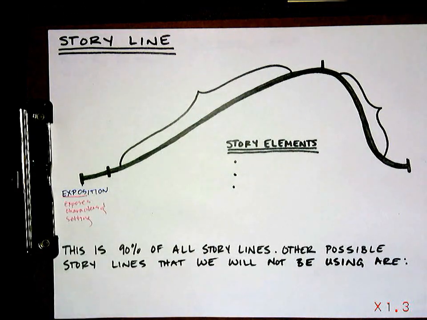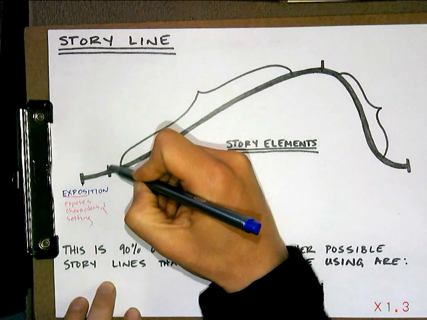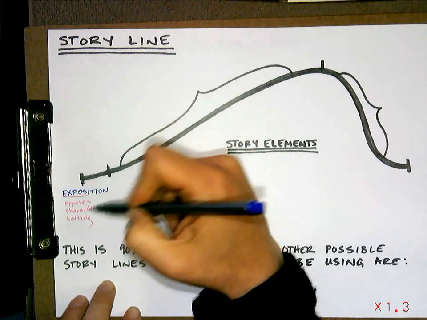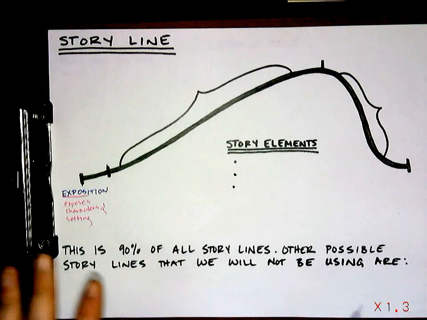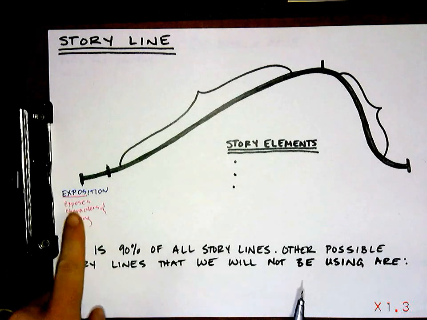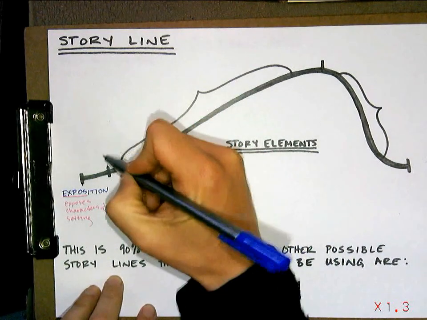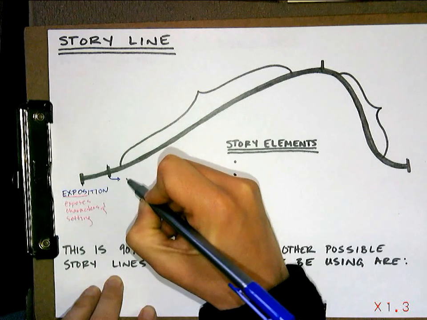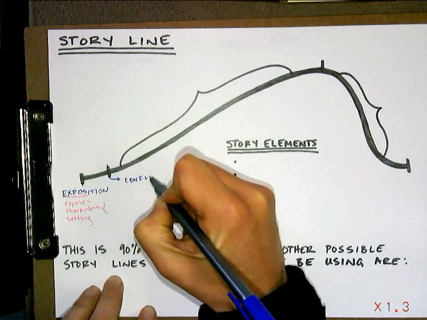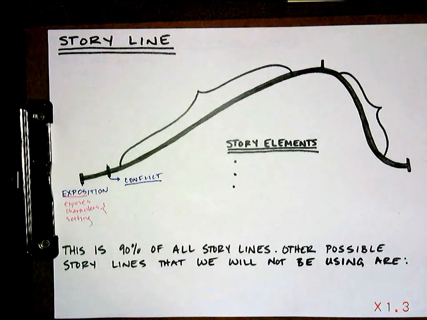The next piece in a storyline is that the story is going to introduce you to the conflict. Now that you know the characters and roughly where it takes place, and probably even the time frame too, it's going to give you some sort of a conflict. The conflict can be a number of things.